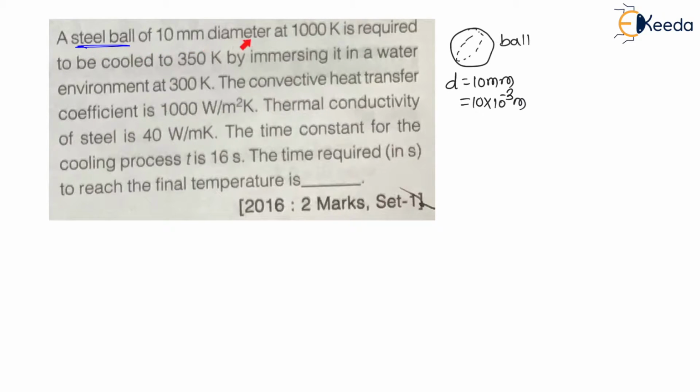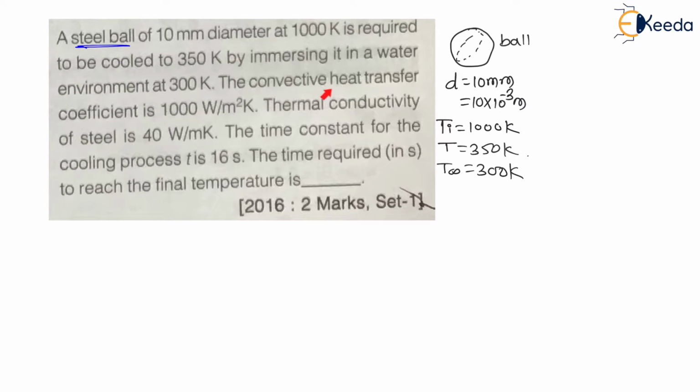A steel ball of 10 mm diameter at 1000 Kelvin. The initial temperature of the ball is 1000 Kelvin, therefore Ti is 1000 Kelvin. Then it is required to be cooled to 350 Kelvin. This means we have to bring the temperature of the ball to 350 Kelvin by immersing it in a water environment at 300 Kelvin. The surrounding fluid is water, and its temperature T infinity is 300 Kelvin.